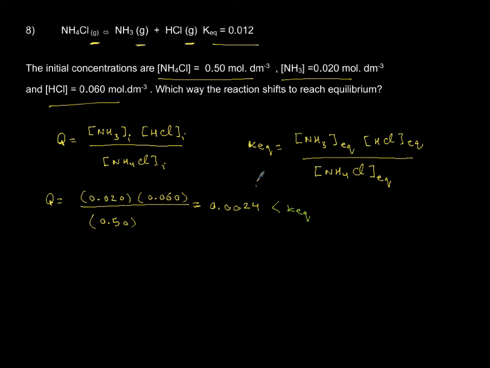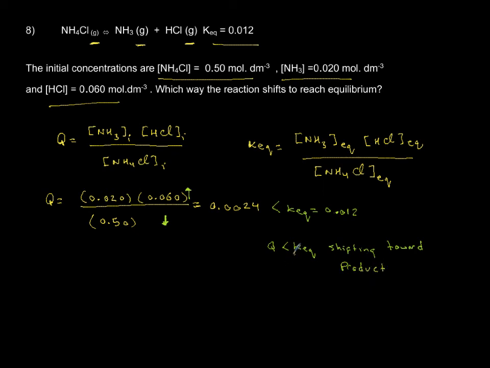Meaning, in order to reach K equilibrium, which is 0.12, what you need to do is increase the numerator, which is products, and decrease the denominator, which is reactant. So I'm shifting to increase my product, so I'm shifting toward the right hand side. So when Q is less than K, we are shifting toward product.